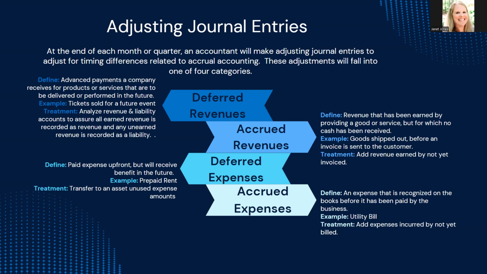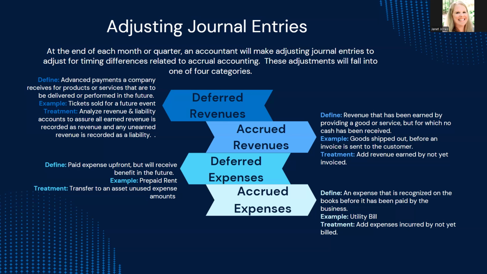At the end of every month or year or quarter, what we are going to want to do is analyze those revenue and liability accounts to make sure that all of our earned revenue is actually recorded as revenue, and any receipts that we've gotten for services or goods that we're going to perform in the future are recorded as a liability. So that's our deferred revenues.